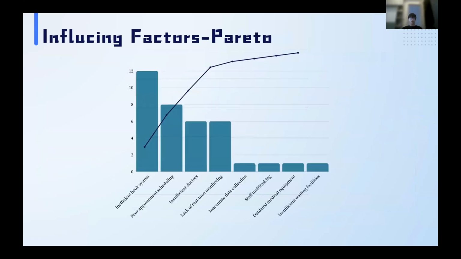To pinpoint the most significant issues from this list, we used a Pareto chart. The analysis clearly showed that the inefficient booking system and poor appointment scheduling were the vital few causes, accounting for over 60% of the problem. This told us precisely where to focus our improvement efforts.